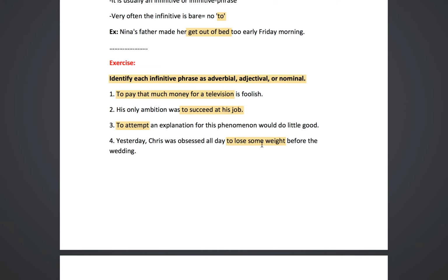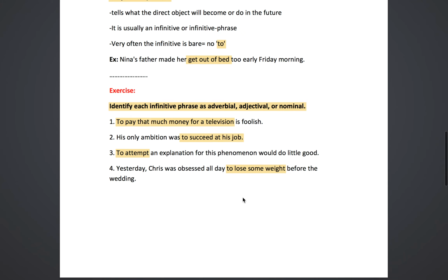And how do we know which kind of function it has? Let's take a look. Chris was obsessed. Why was he obsessed? He was obsessed to lose some weight. He was obsessed about losing his weight. So here it answers the why question and you can get to the conclusion that it is adverbial and it's functioning adverbially. Or you can say, yesterday Chris was obsessed all day in order to lose some weight before the wedding. It works too.